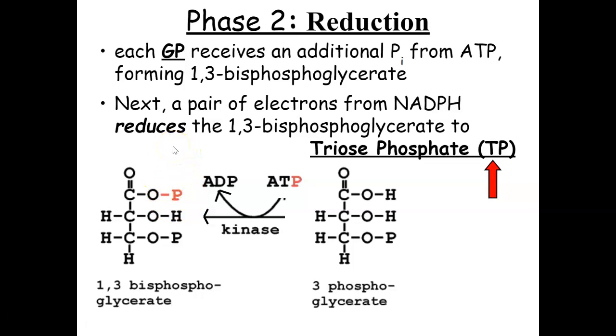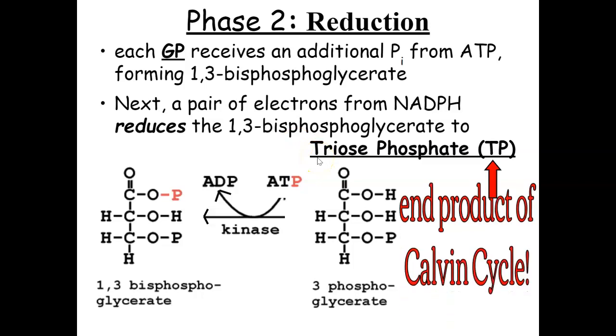After that comes the reduction. NADPHs will be oxidized in order to reduce this 3-carbon molecule. Once this 3-carbon molecule gets reduced, we've now made triose-phosphate, or TP. Remember that triose-phosphate is our end product of the Calvin cycle. So are we done with the Calvin cycle? Nope, we still have another phase.